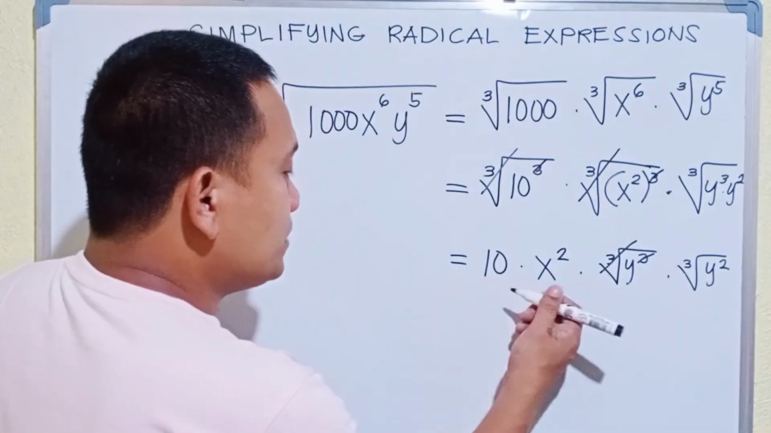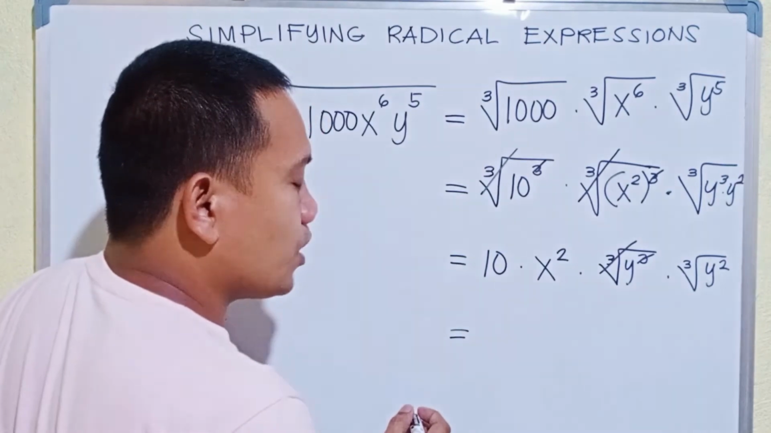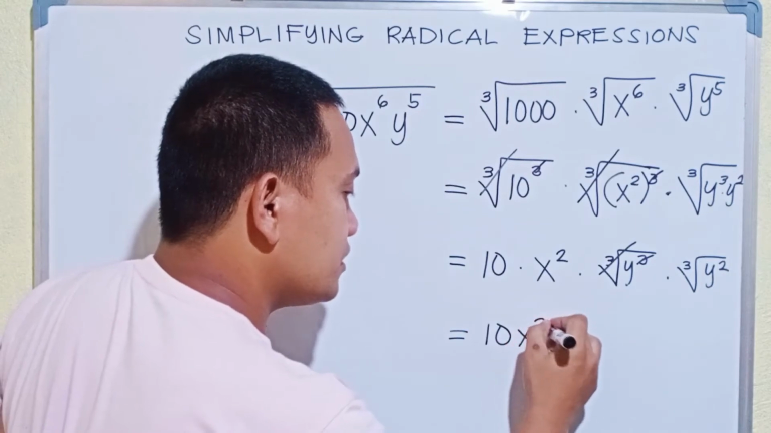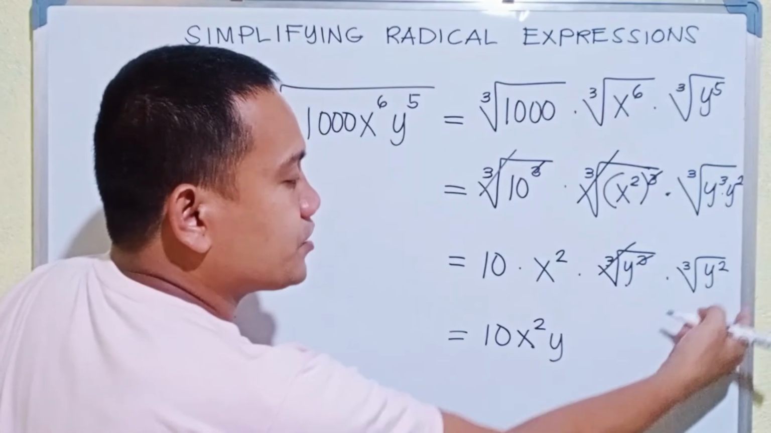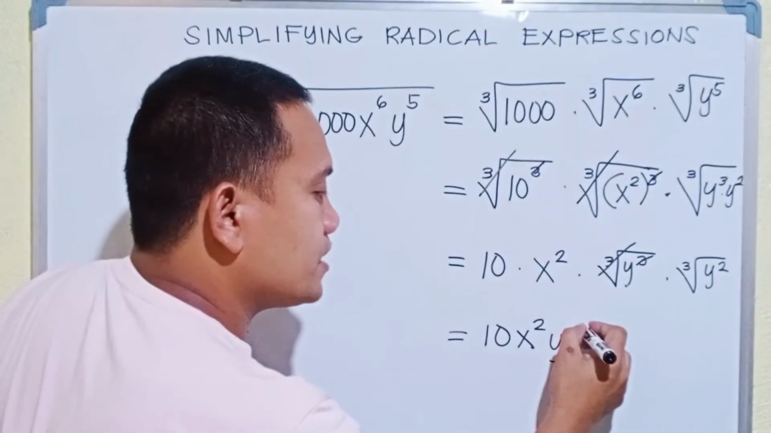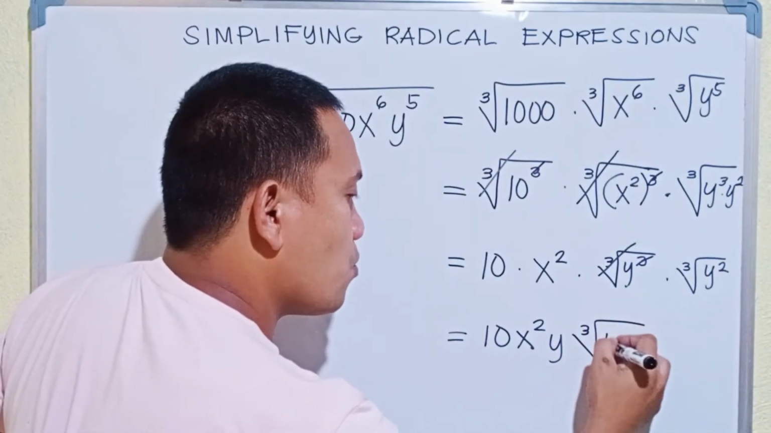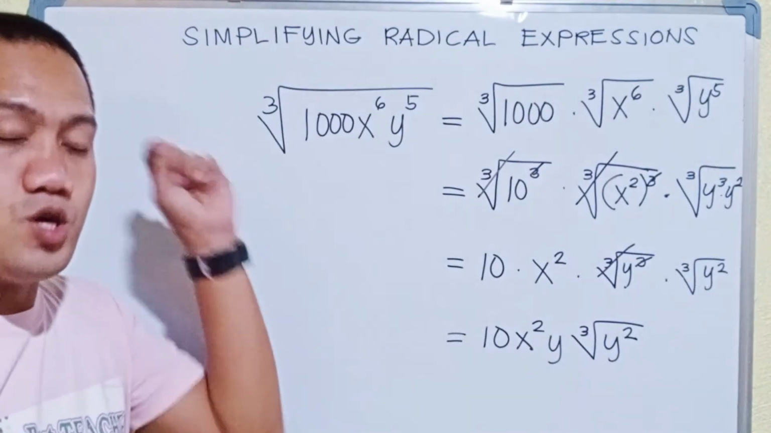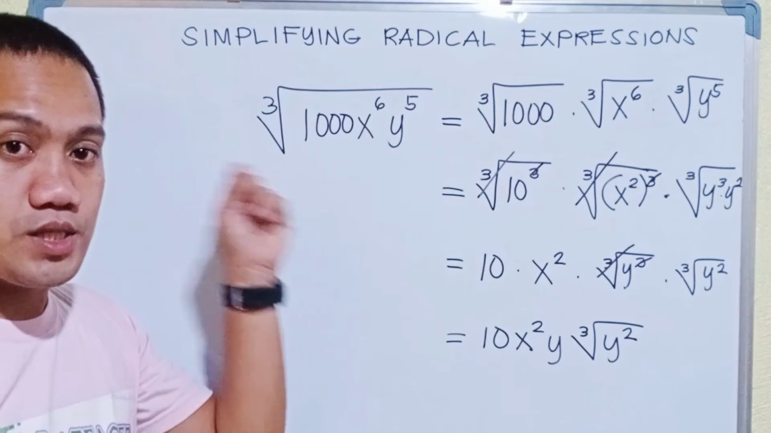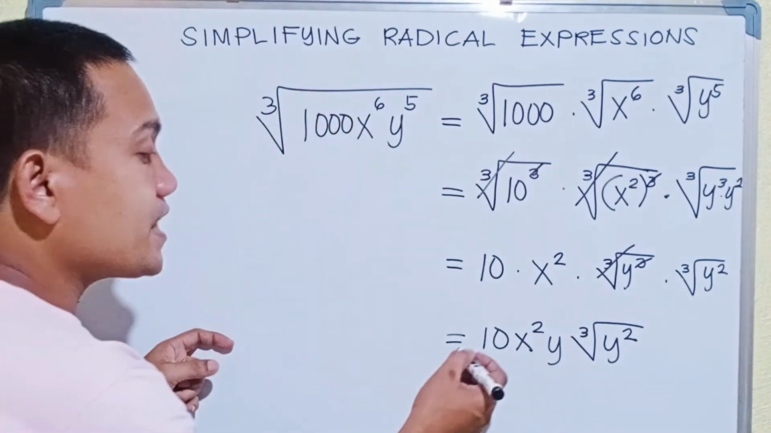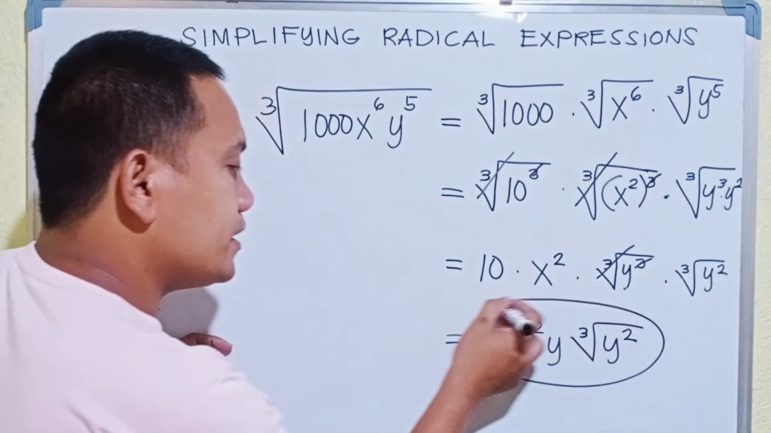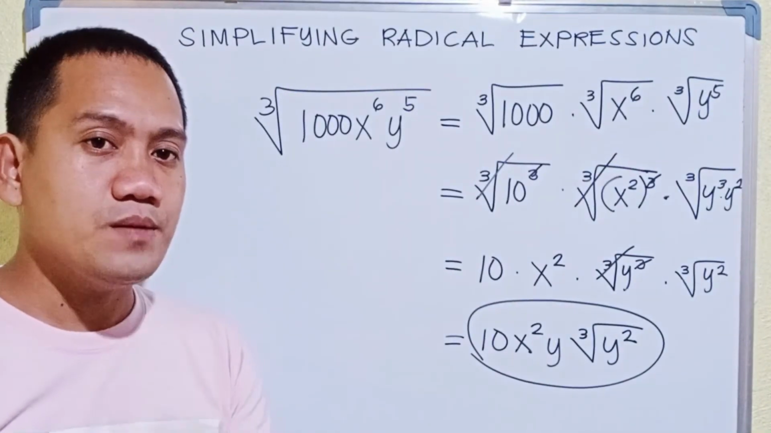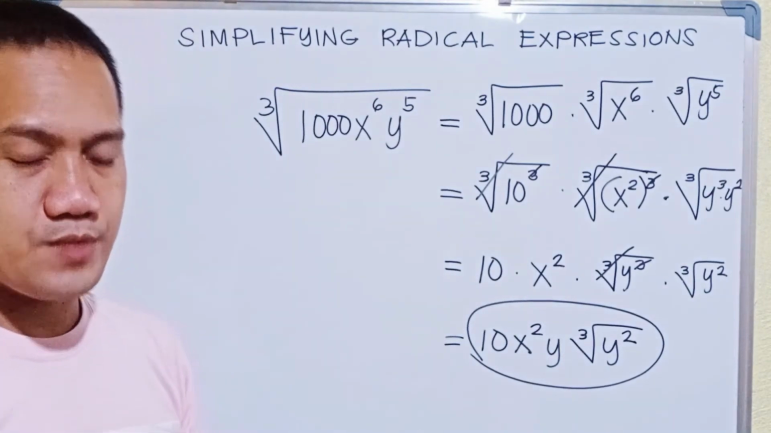So the terms that are outside our radical symbol are composed of 10, x squared, and y. While the term that is inside our radical symbol is cube root of y squared. So this means we can simplify cube root of 1000 x to the 6th y to the 5th power as 10 x squared y cube root of y squared. So this is how to simplify our radical expression.